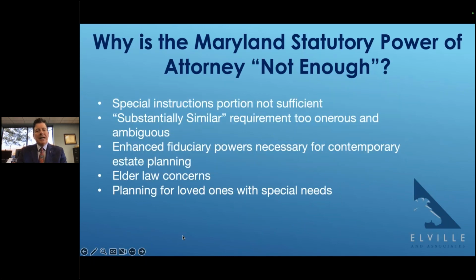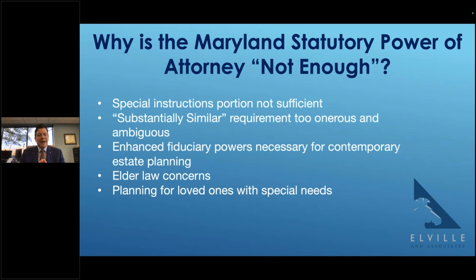We're not going to spend a lot of time on these slides, but just be aware that the Maryland statutory power of attorney continues to evolve over time, and the new version does contain some more advanced powers. But traditionally speaking, this form is a simpler form than the general power of attorney that we actually recommend that is used in conjunction with this form.